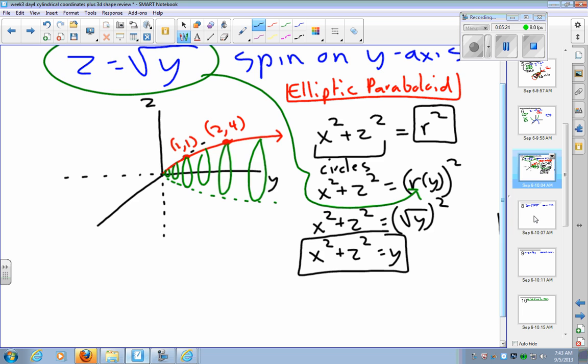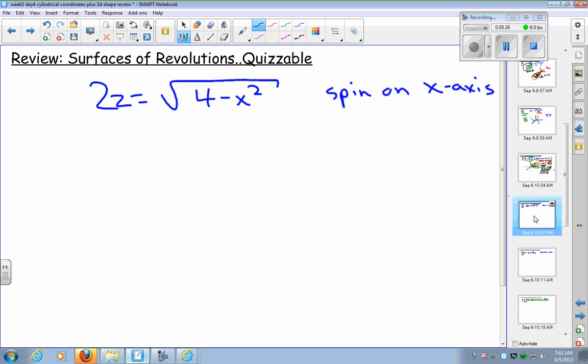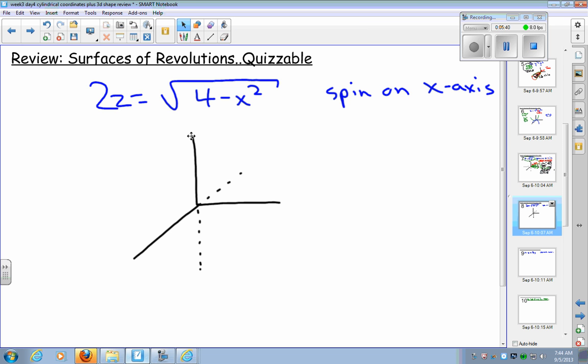Let's look at another one. I think I have another one about spinning. Okay, this one's spinning on the x-axis. So let's take a look at the x-axis spin. So graphing wise, it's a little bit harder to see because it's going to be all in the xz plane.